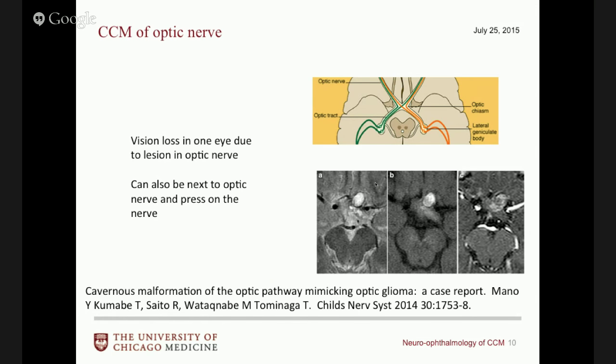And this is an example of the CCM of the optic nerve. And you can have vision loss due to this. And it doesn't even have to be in the optic nerve. It can be next to the optic nerve. So it can be part of the brain and kind of just sitting on the optic nerve. And the compression alone can cause vision changes.